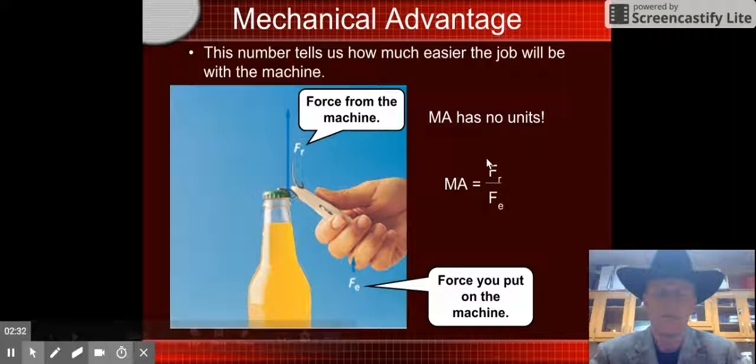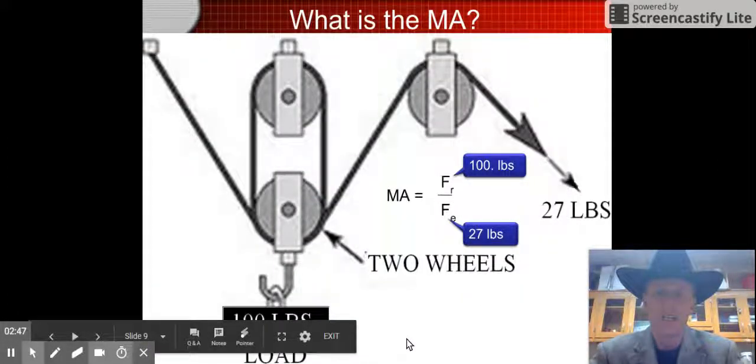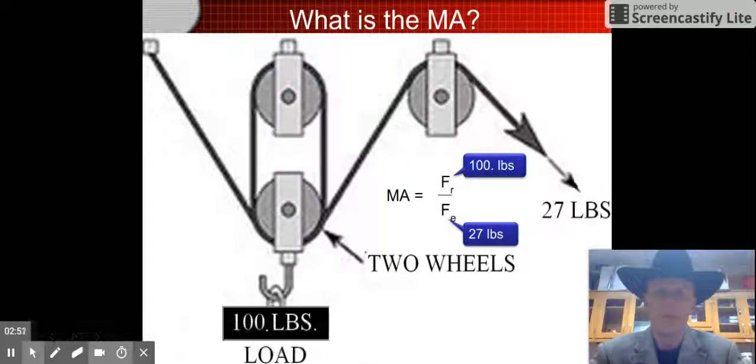Notice that the newtons will cancel and the mechanical advantage does not have any units. It will tell you how many times easier it is opening that bottle with the tool compared to without the tool. So when working simple machine problems, all you have to do is find the two forces.